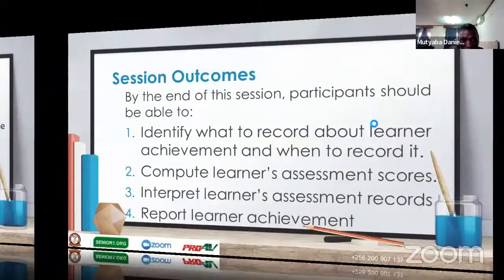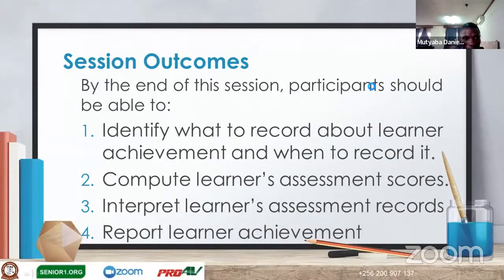Now under this, by the end of this session, participants should be able to: 1, identify what to record about learner achievement and when to record it; 2, compute learners' assessment scores; 3, interpret learners' assessment records; and 4, report learners' achievement.